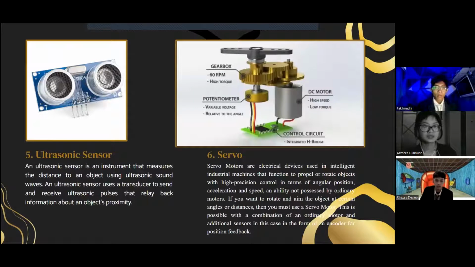And the next one is the ultrasonic sensor, an instrument that measures the distance to an object using ultrasonic sound waves. An ultrasonic sensor uses a transducer to send and receive ultrasonic pulses that relay back information about an object's proximity. The last one is the servo. Servo motors are electrical devices used in intelligent industrial machines that function to propel or rotate objects with high precision control in terms of angular position. Next slide.